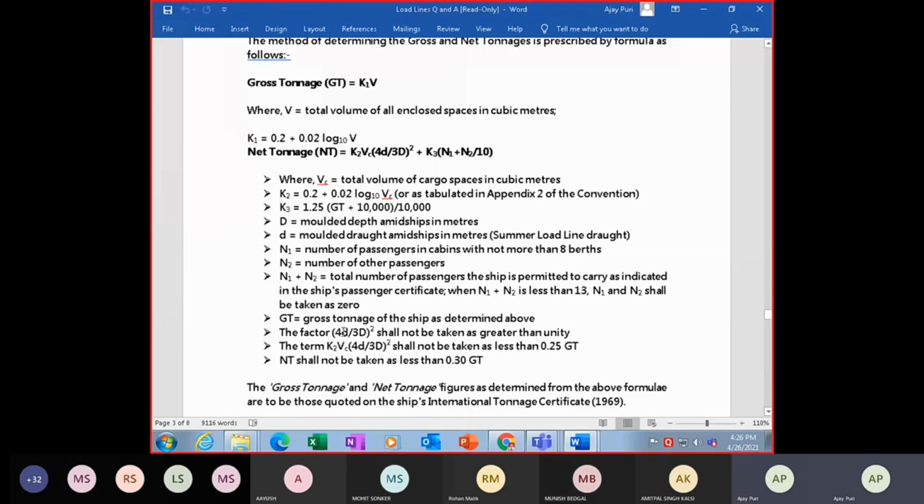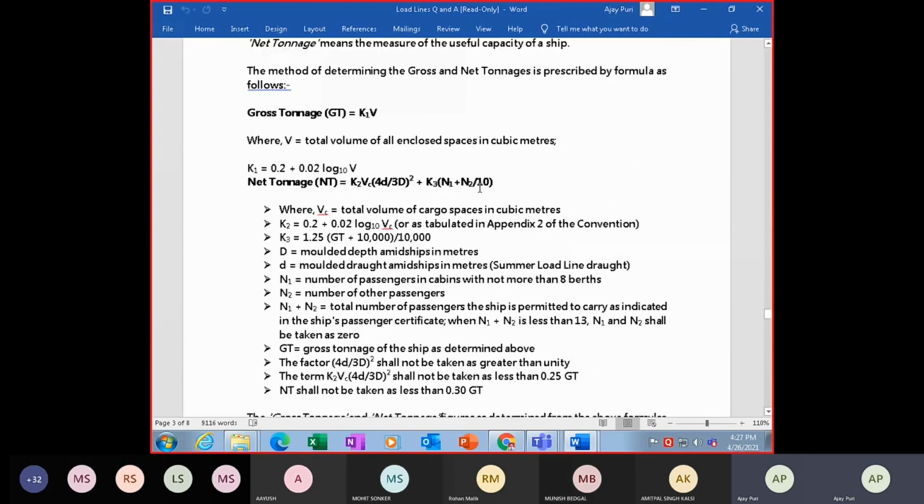That is in K3. The factor 4D by 3D whole square shall not be greater than 1. You cannot take this 4D by 3D whole square more than 1. That is the terms here. You have to write all the terms when you define. Terms K2 VC into 4D by 3D whole square shall not be taken less than 25% of gross tonnage. And net tonnage will not be less than 0.3 gross tonnage. So these are the formulas which you have to write for gross tonnage and net tonnage.